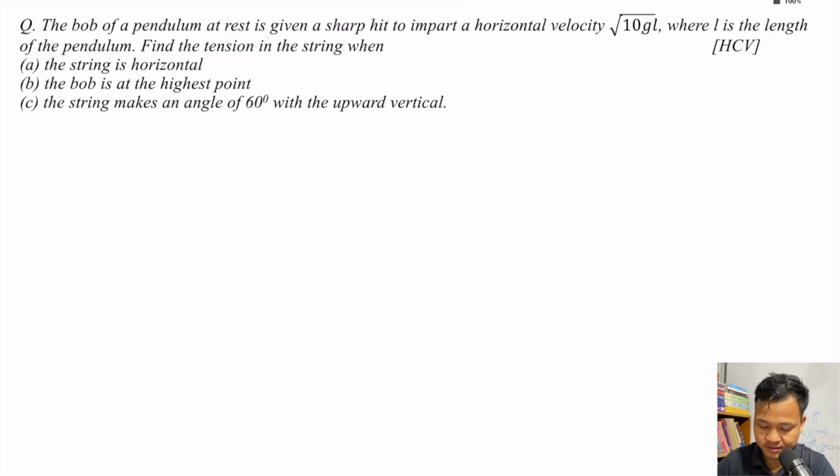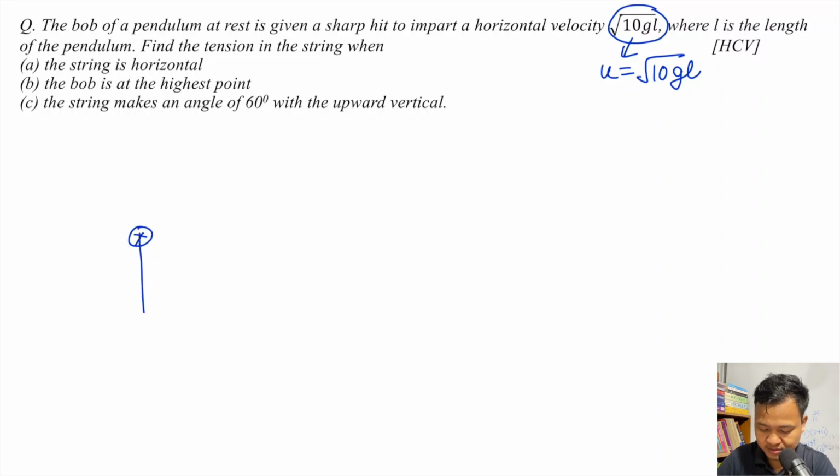Okay. First question. A bob of a pendulum at rest is given a sharp hit to impart horizontal velocity. So initial velocity u is root over 10 ZL. Okay. So length is L. Find the tension in the string when the string is horizontal.